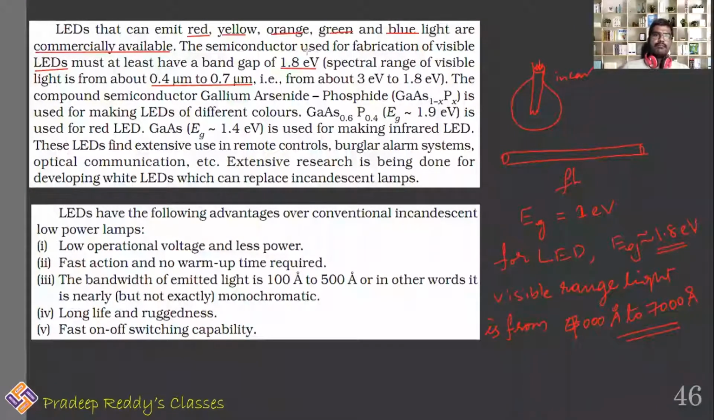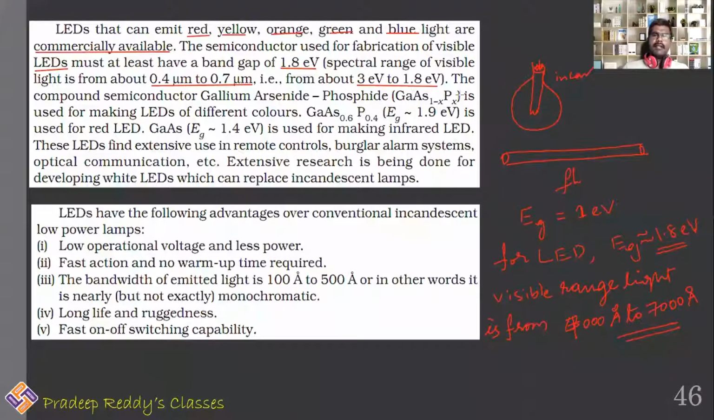That's one advantage. And the light emitted by these LEDs has energy of nearly 3 electron volt to 1.8 electron volt, because a junction diode having an energy band gap of 1.8 electron volt or even slightly greater is used as an LED. Therefore, the emitted spectral range is 3 electron volt to 1.8 electron volt. These values are very important. They can be asked in theory questions.